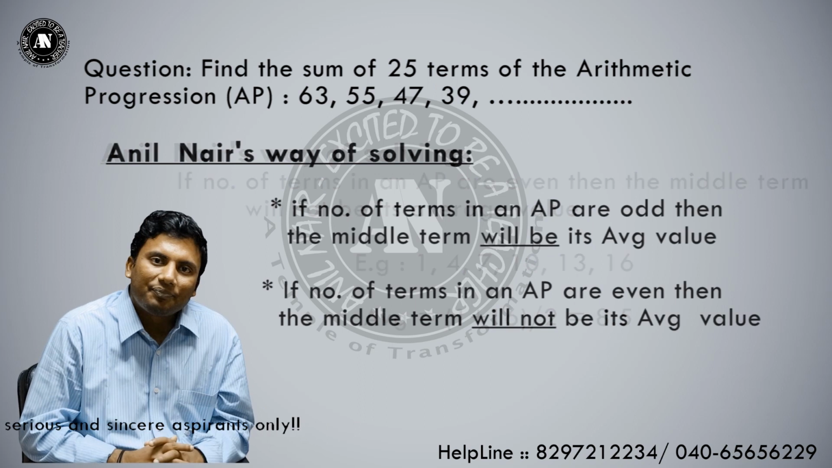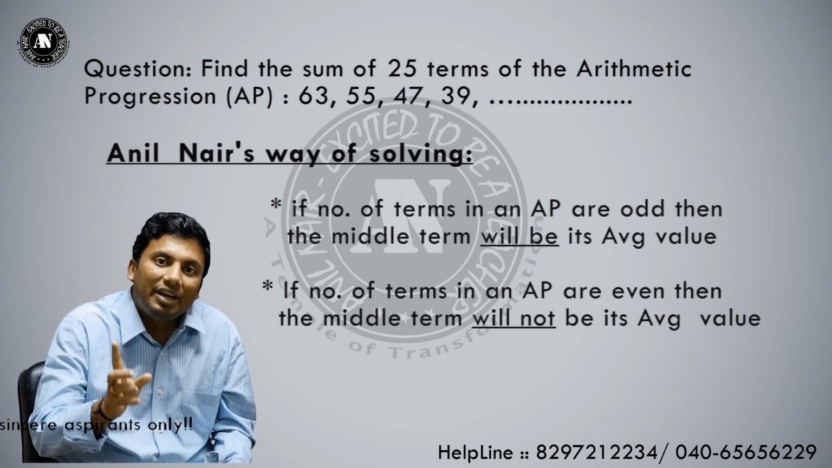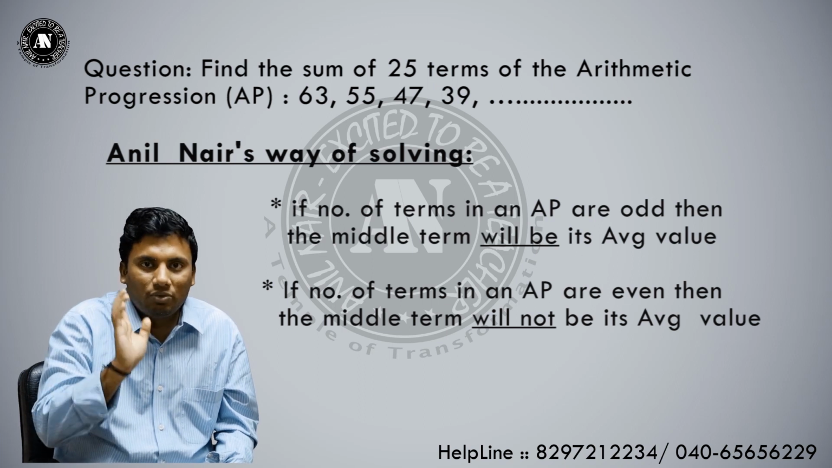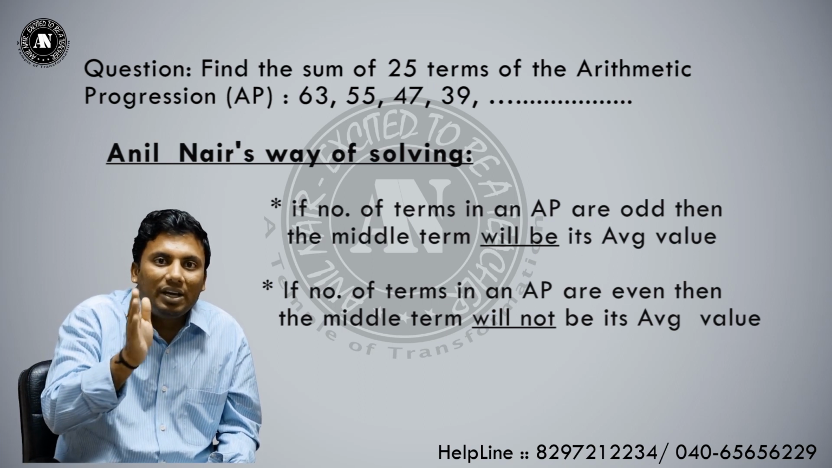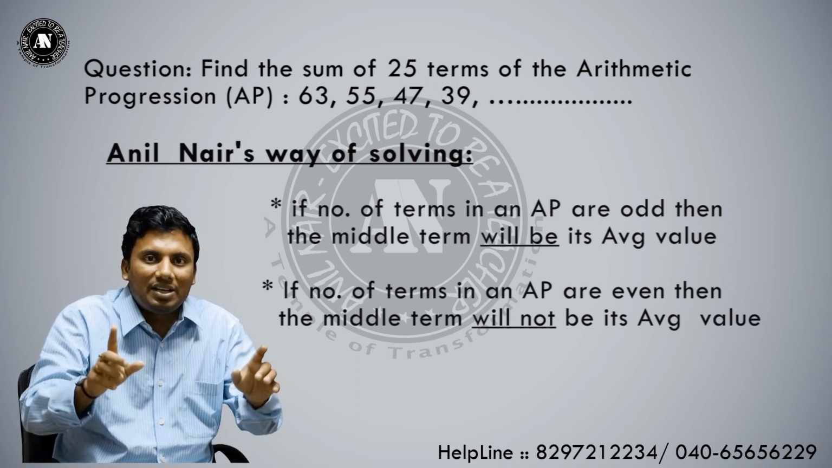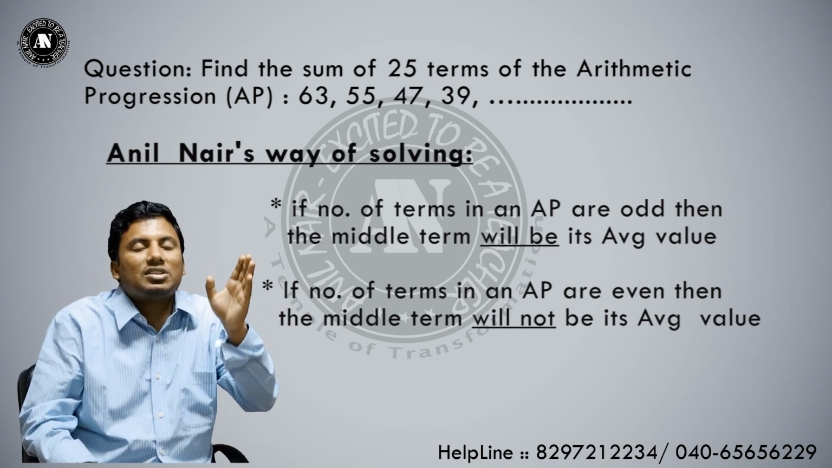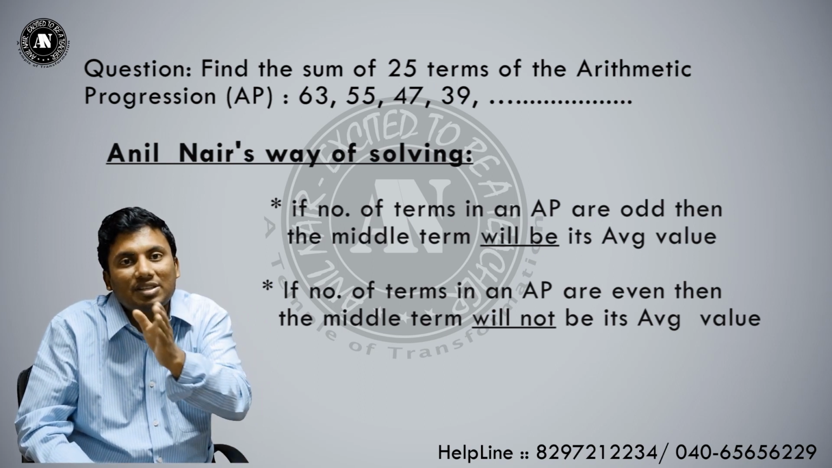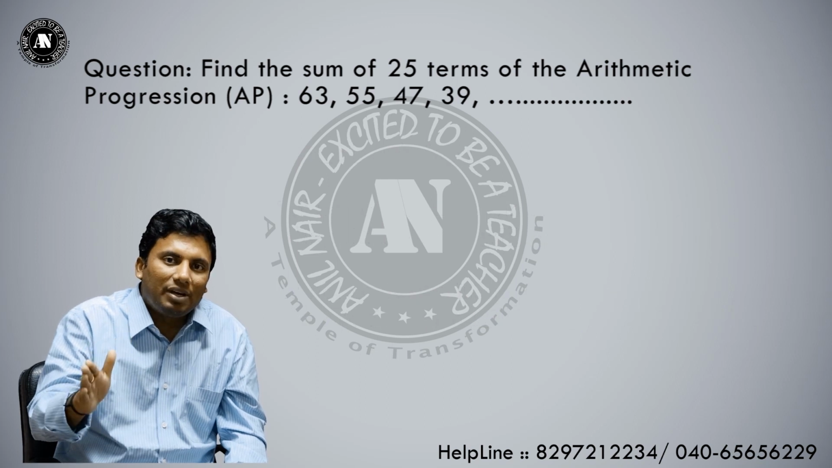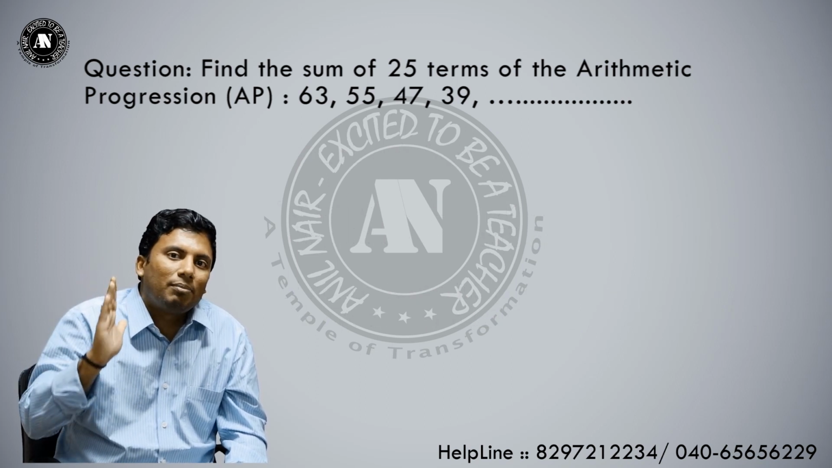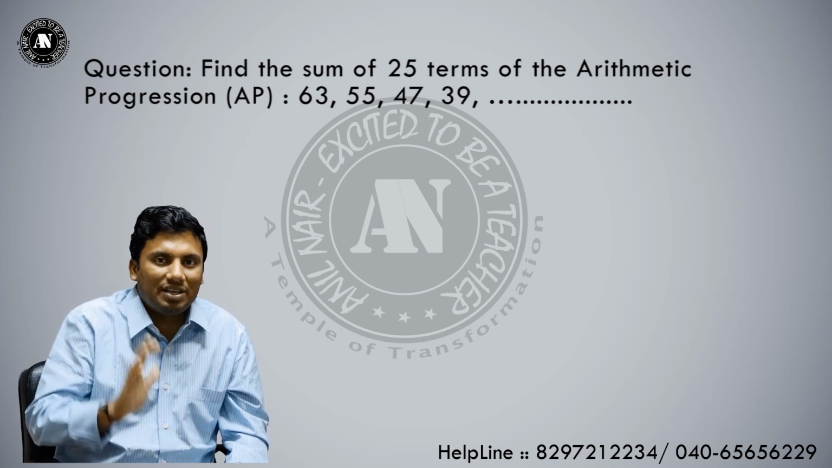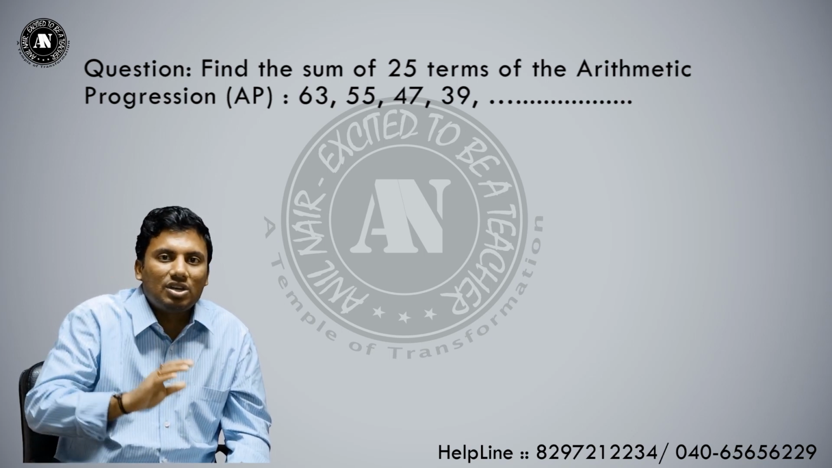Again I am repeating. Average of n terms in an arithmetic progression is nothing but the middle value. Middle value will become middle term if the number of terms in the sequence are odd. Read the question. Find the sum of 25 terms for the series. Average by definition is given by sum of the quantities by number of the quantities. Total 25 terms he is asking. Let me find out the average.